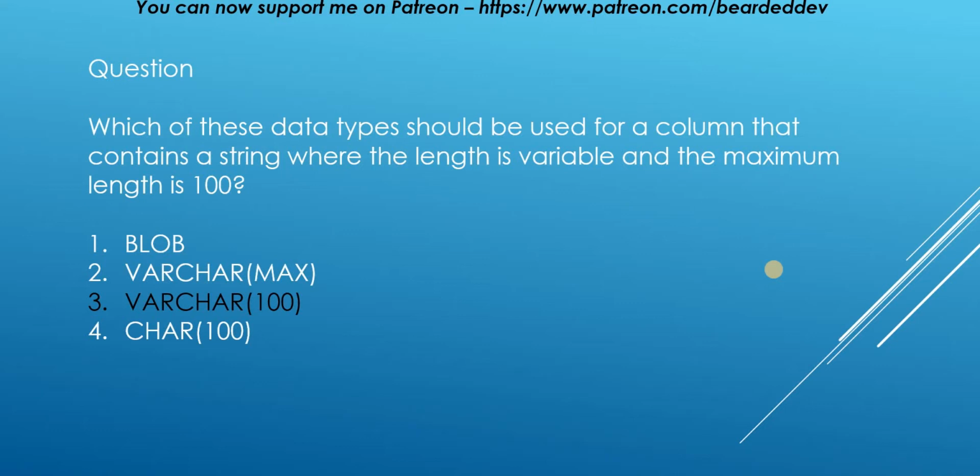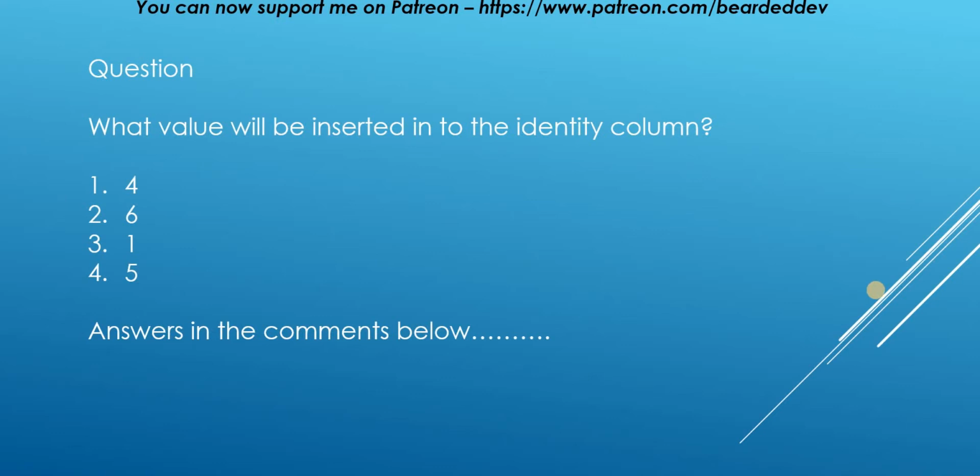So we're going to move on to the question for this week now, week 7. So what value will be inserted into the identity column? Would it be 1, 4, 2, 6, 3, 1, or 4, 5? Now this won't mean anything to you at the moment, so we're going to go over to SQL Server Management Studio and I'm going to go through the question and then you should be able to answer it.